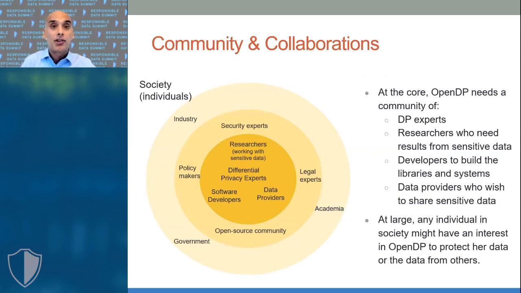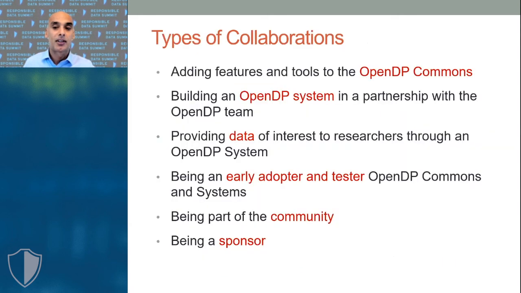I've already mentioned the importance of the community built around OpenDP, which extends from a core group that will directly contribute to and use the software to individuals in society at large whose data may be shared and protected using OpenDP software. Specific examples of collaborations we envision are for organizations or individuals to add features and tools to the OpenDP Commons, build an OpenDP system in a partnership with the OpenDP team, provide data of interest to researchers through an OpenDP system, adopt and test OpenDP software, and sponsor OpenDP's work by contributing resources to the project.